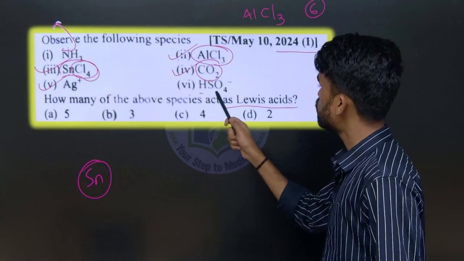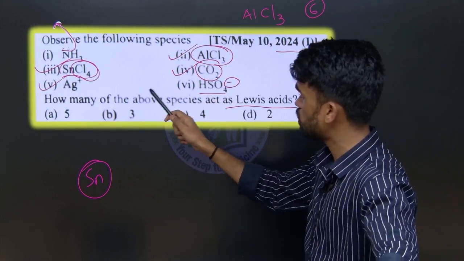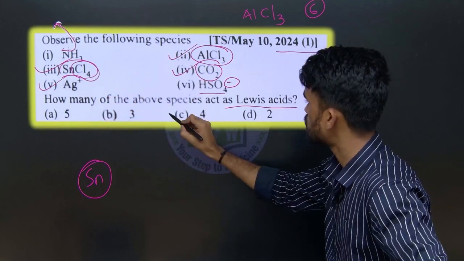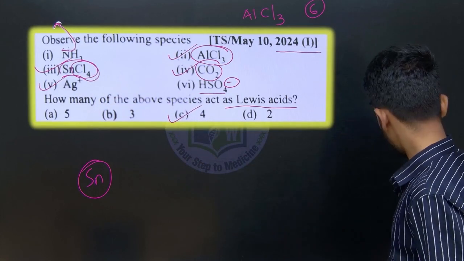See here, HSO4 minus. Minus means it can act as a Lewis base, but as of now they are asking only about Lewis acids. So 1, 2, 3, 4 is the correct option. So option C is correct. I hope it is clear, there is no confusion.